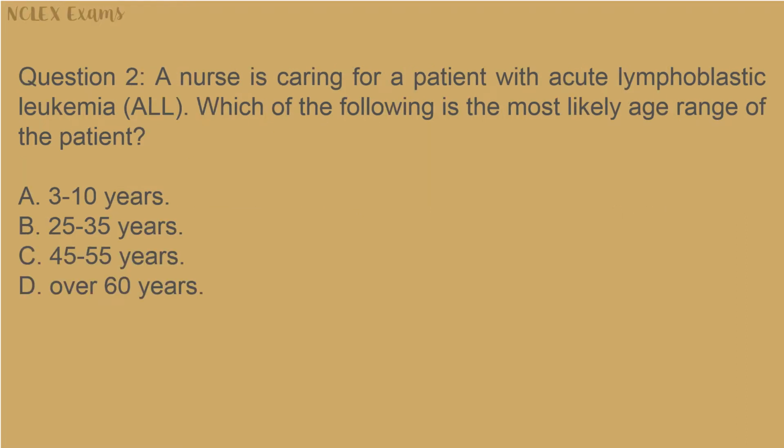Question 2. A nurse is caring for a patient with acute lymphoblastic leukemia. Which of the following is the most likely age range of the patient? A. 3–10 years. B. 25–35 years. C. 45–55 years. D. Over 60 years.